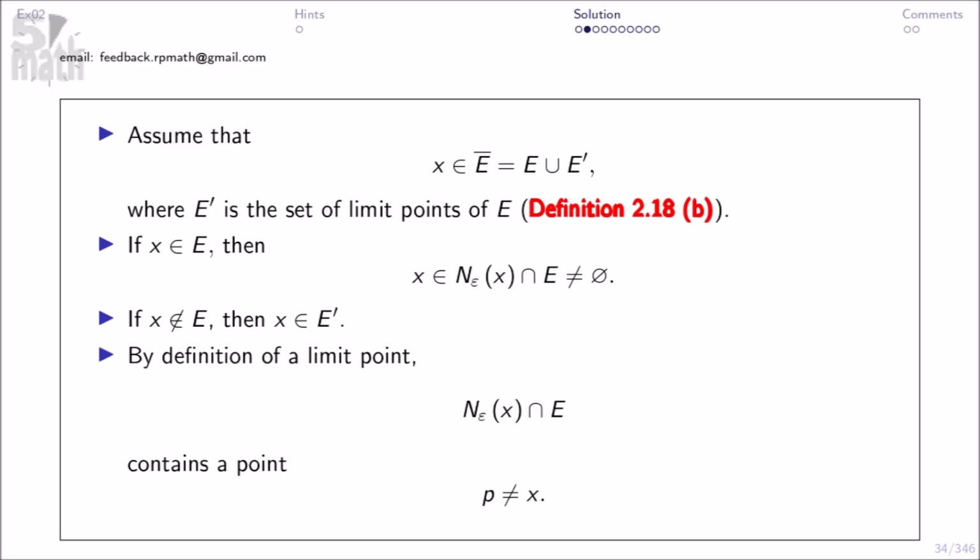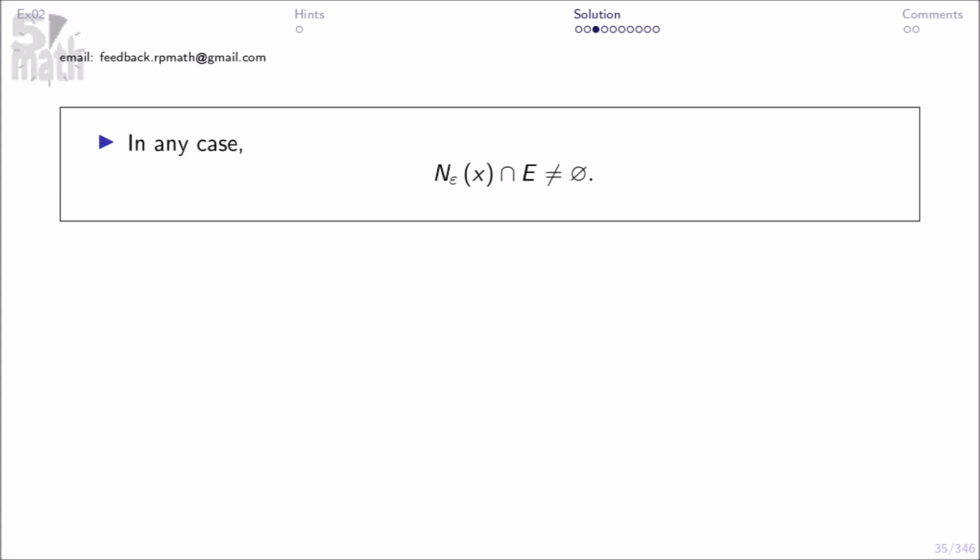Assume that this, where E prime is the set of limit points of E, definition 218b. If x is in E, then this. If x not in E, then x in E prime. By definition of a limit point, this contains a point p not equal to x. In any case, this.